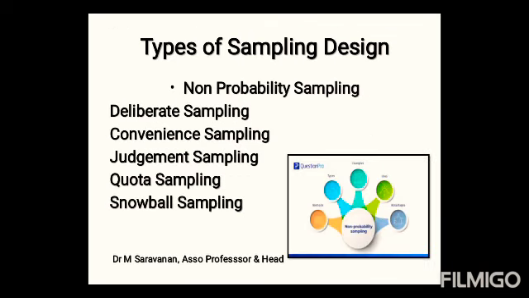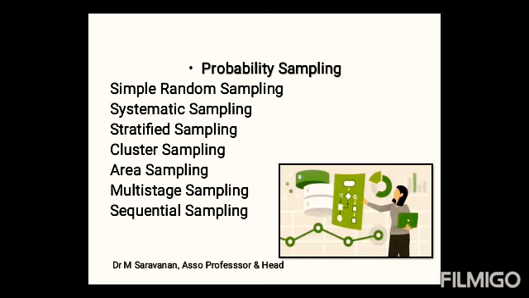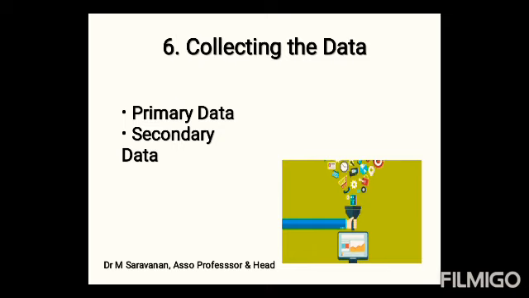There are two types of sampling design. First one is non-probability sampling and the second one is probability sampling. Under non-probability sampling, there are about 5 types of sampling, namely deliberate sampling, convenience sampling, judgment sampling, quota sampling, and snowball sampling. Under probability sampling, we have simple random sampling, systematic sampling, stratified sampling, cluster sampling, area sampling, multi-stage sampling, and sequential sampling.